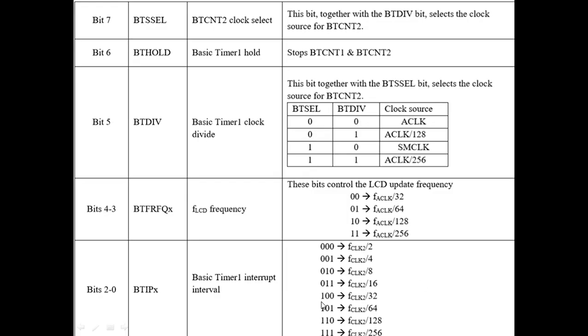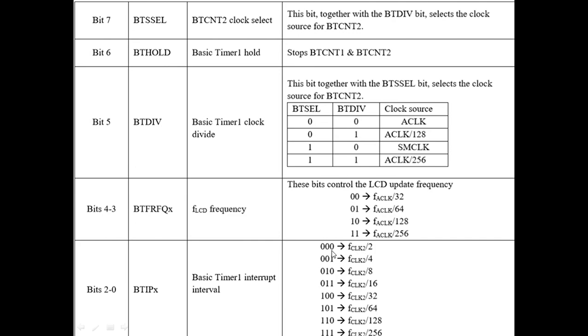Similarly, if the value is 5, that clock frequency is divisible by 64. If it is 110, it is divisible by 128. If it is 111, means 7 value, that counter 2 value is divisible by 256. Like that, that provides the clock to the interrupt interval. That is basic timer 1. The interrupt interval is given by dividing the basic timer 1 counter 2 frequency by these divisible values.